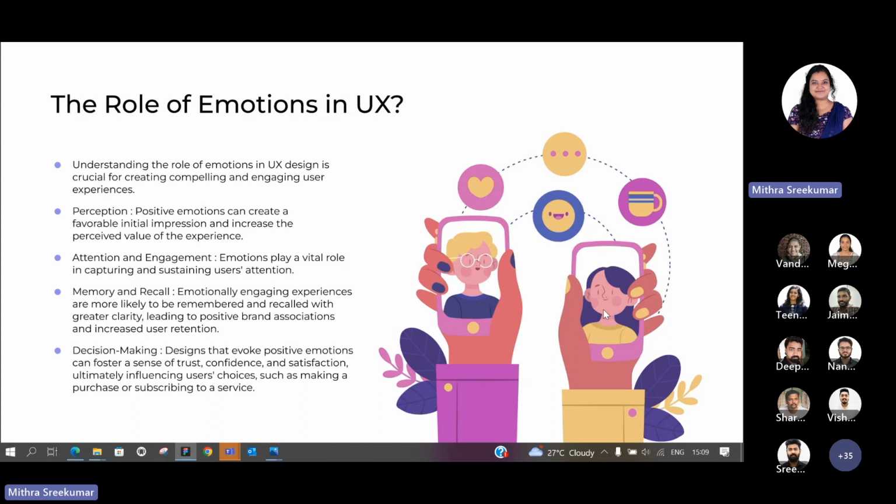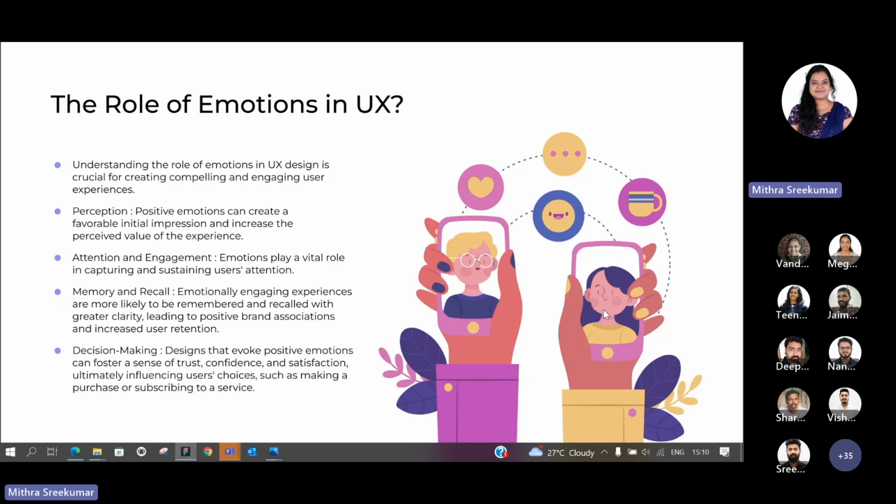And then comes attention and engagement. Emotions have a vital role in capturing and sustaining users' attention. And then comes the important part, that is memory and recall. When a positive emotion is evoked, we will always try to remember. Negative emotions we also remember, but that works in a negative way. If one encounters a negative emotion from the usage of an application or interface, we won't visit it very often, right? So that is the importance of emotions in UX.